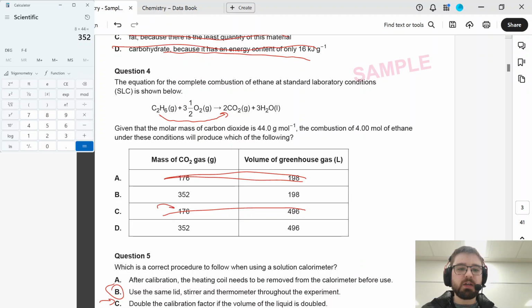So we said there was 8 moles of carbon dioxide, and there's 24.8 liters per mole at SLC, which gives us 198. That's for the carbon dioxide. And for water, we would get 3 times as much as the ethane, so we'd get 12 moles. In fact, we can just multiply these two together, and we can say from 4 moles of ethane, you would have 5 times as much greenhouse gas. So 4 times 5 is 20. I don't know why I need to prove that to you, but there's 20 moles of greenhouse gas multiplied by 24.8 liters per mole is 496, which, there you go, here's D.